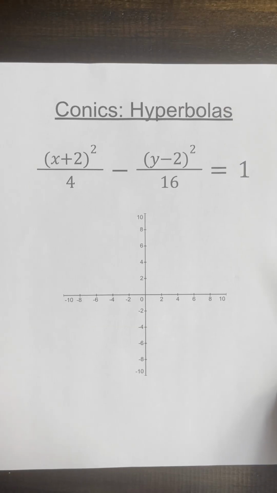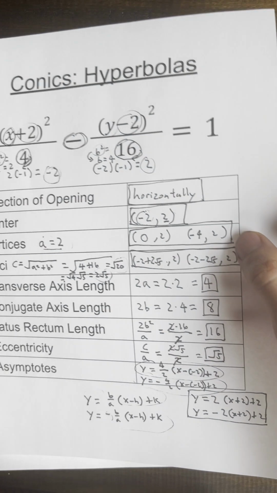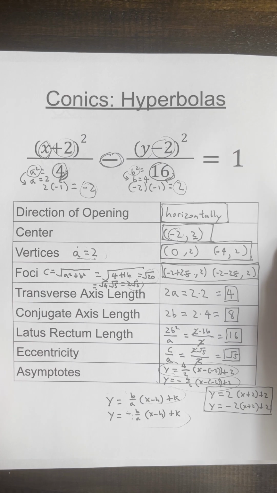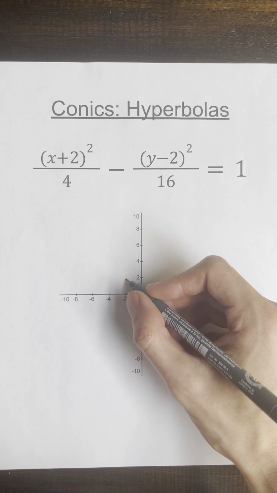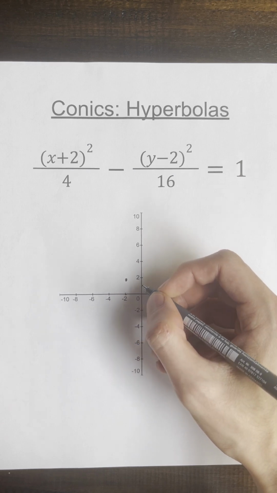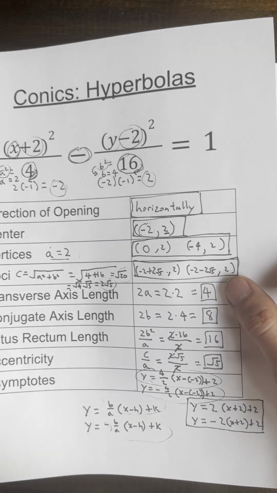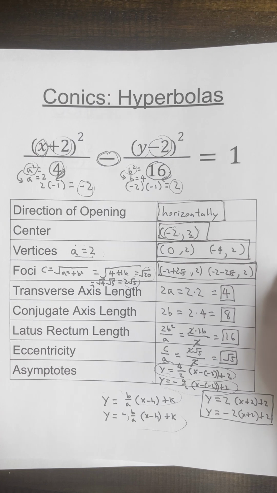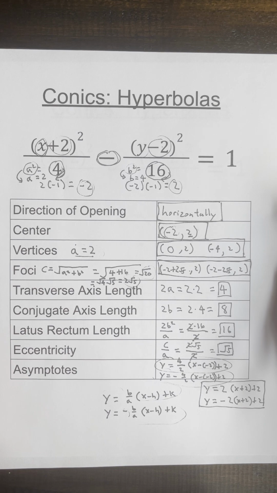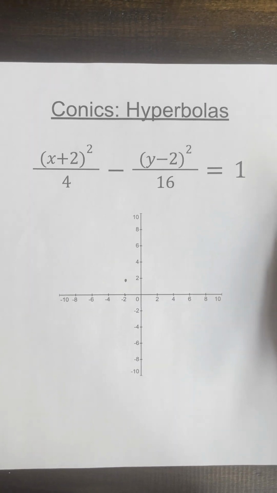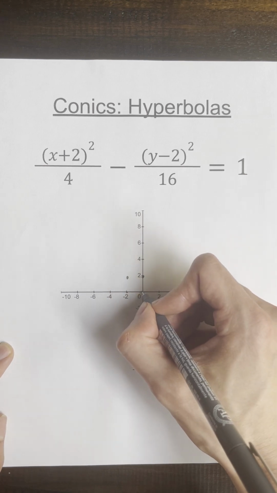Let's go ahead and graph this. So we'll graph the center first. Where was the center again? -2, 2. So -2 and then 2. Next, we need to graph the vertices. Where were the vertices? 0, 2, and -4, 2. So 0, 2, and then -4, 2.